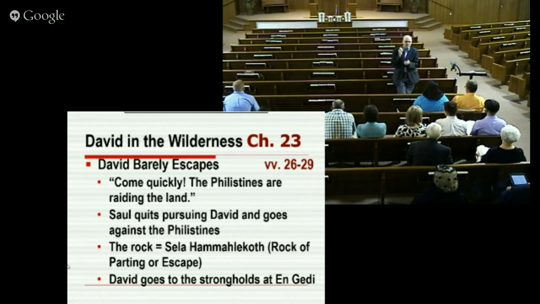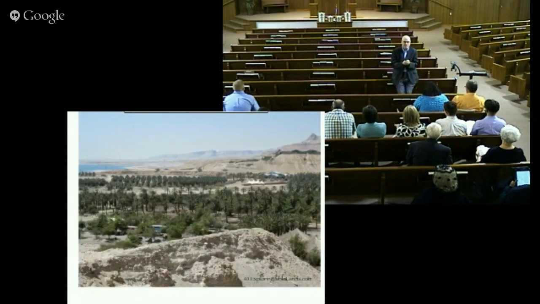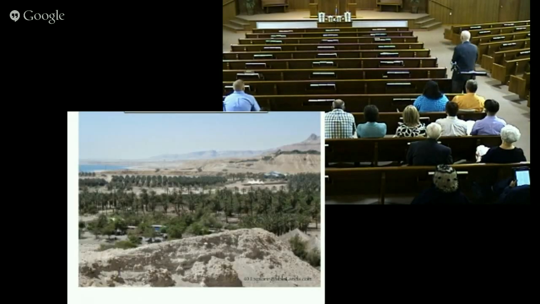So, a picture here. This is a picture of the spring of En-Gedi. If you look, here's the Dead Sea area. And way across the Dead Sea is the Transjordan, the big mountains over there. And you see some of this rugged land that's all around. So the oasis here because of the springs.